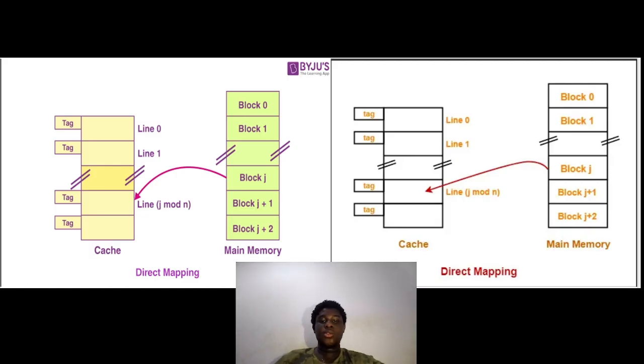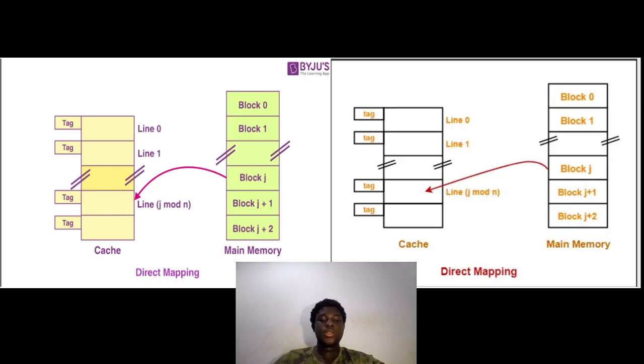Then we have the associative mapping. But before that, the advantage of the direct mapping is that it is simple and fast. It's very simple and fast. And its disadvantage is a higher chance of conflict, because it's working so fast, it can just move about. It's like you doing something really fast, then you just mix it up.